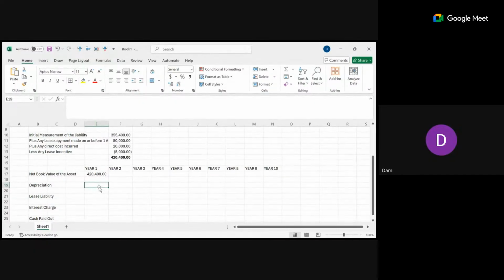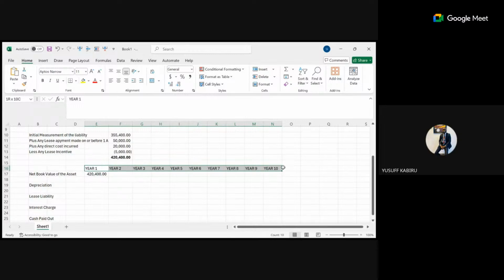Depreciation of. So how long is the asset going to last with us? 10 years. So this is my year one. I need to duplicate it the way.